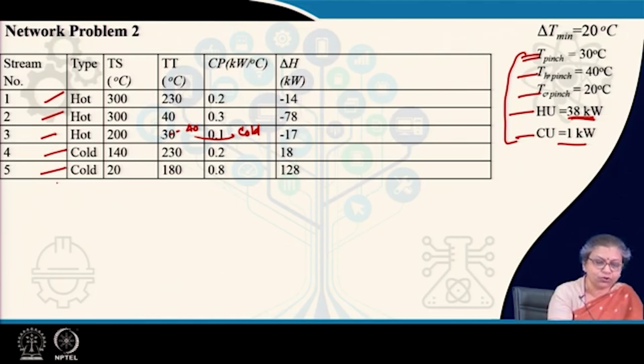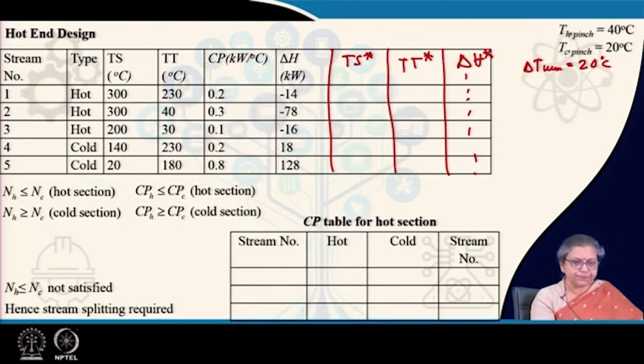In the cold section, what you have is just one particular stream which is going to extend. So, you do not have to do much about the cold section. You just need to cool whatever enthalpy is required, and for that you need a cooler here. So, this design is not much involved, we are not going to do it. For the hot section now, let us start.